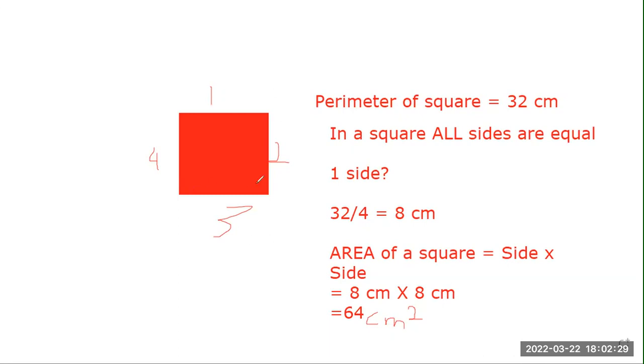The question asks for the area. So if we stop here, we will not be awarded our full marks. So to find the area, it's side by side. So to get the area, we just multiply the 8 by the 8 to give you 64 centimeters squared. Again, don't forget your units.